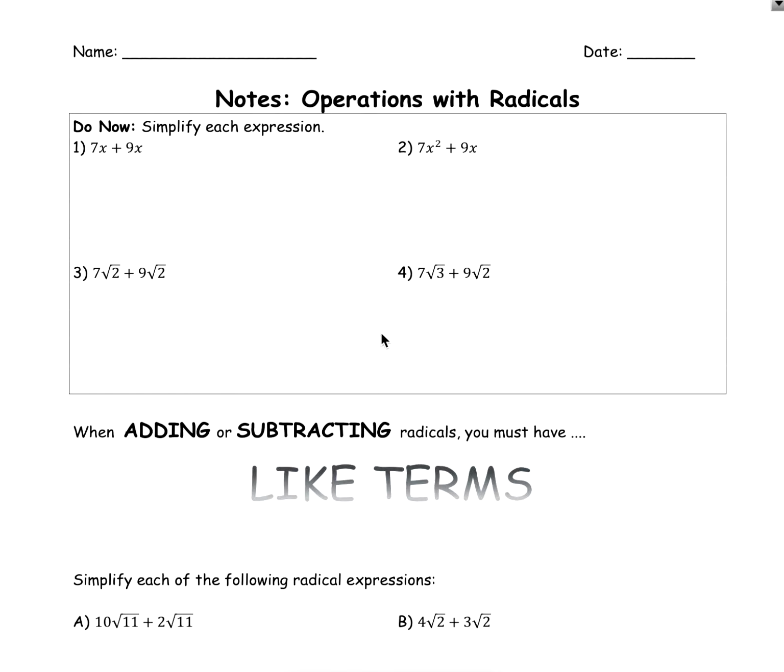This is a review lesson on operations with radicals. We're going to do adding, subtracting, multiplying, dividing. I want you guys to do the do now, which is just 1, 2, 3, and 4. Hopefully you'll see why we're starting off with especially 1 and 2. Pause the video if you haven't.